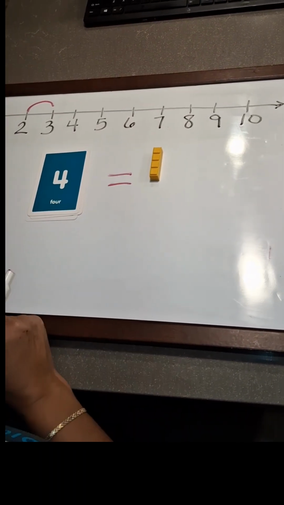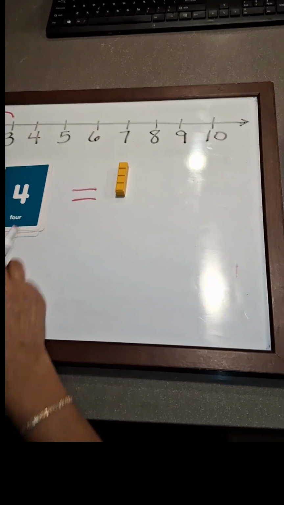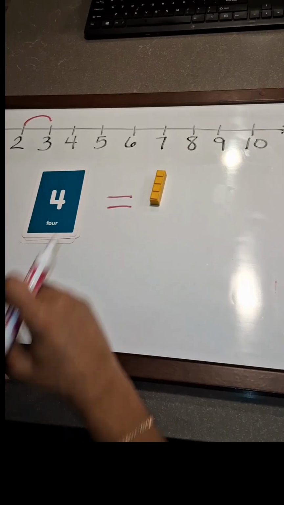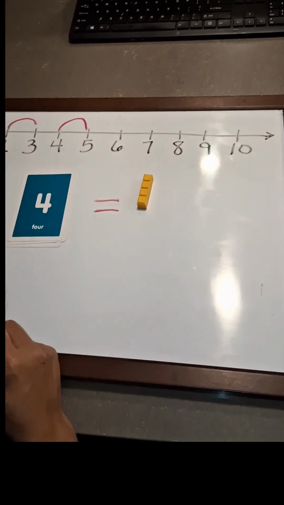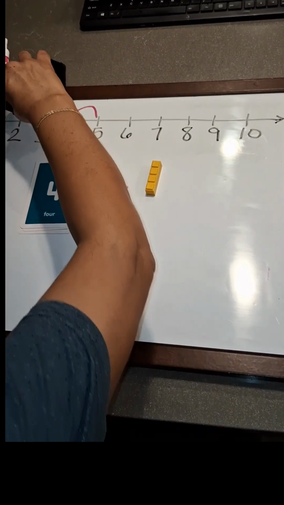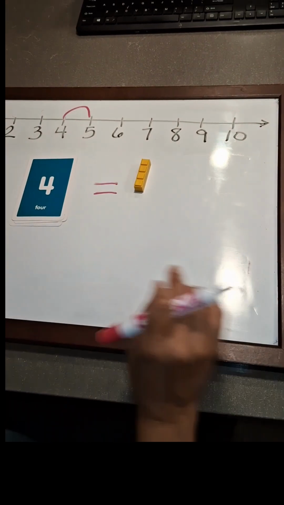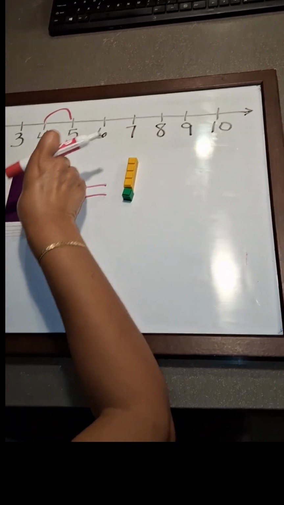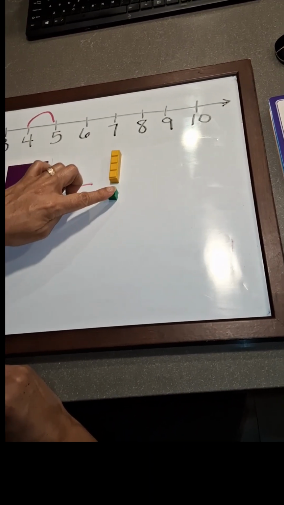What would 4 plus 1 more be? 5. So if I start at 4 and I go 1 more, that's the neighbor next door. So now I have 4 plus 1, I just jump to the next neighbor. So 4 plus 1 is 5. 5 is the same as 4 plus 1.